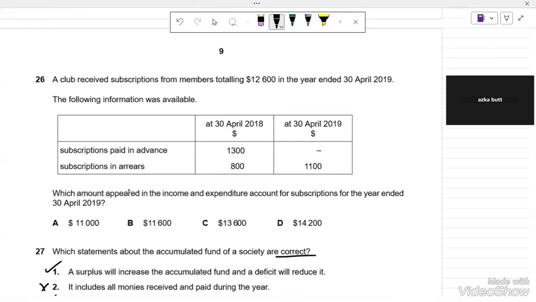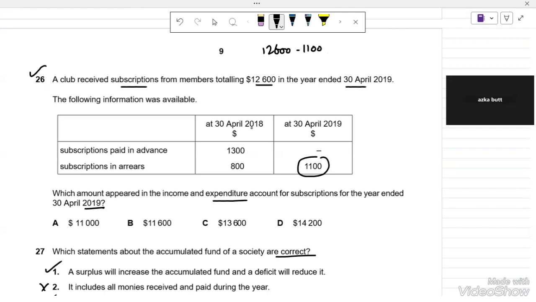So now we have the next question. Question number 26: a club receives subscriptions from members totaling 12,600 during the year ended 30 April 2019, and the following information was available. Which amount appeared in the income and expenditure account for the subscription for the year ended 30 April 2019? So we have this information. The subscription in arrears is 1100 at 30 April 2019. Since this belongs to the previous year, that's why we have to deduct this.